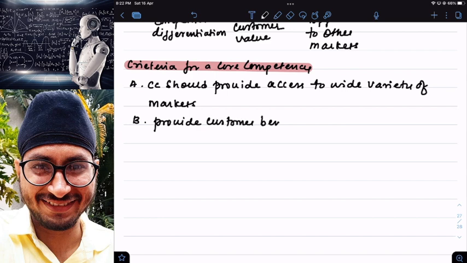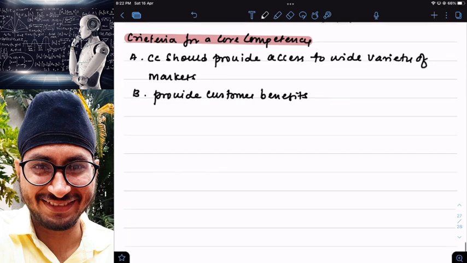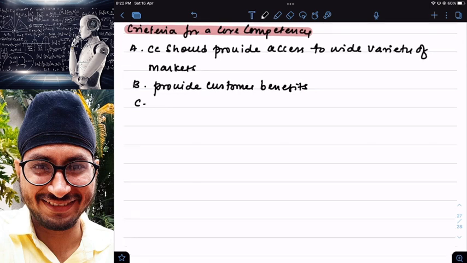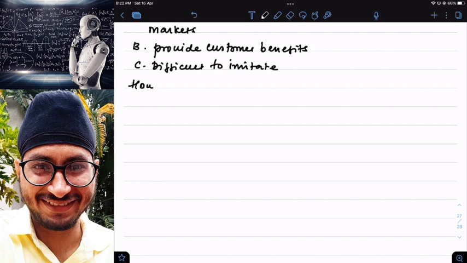Customer benefits. It should provide customer benefits. Plus, it should be difficult to imitate. Difficult to imitate means it cannot be easily copied by my competitors. I repeat, it cannot be easily copied by my competitors. Simple.